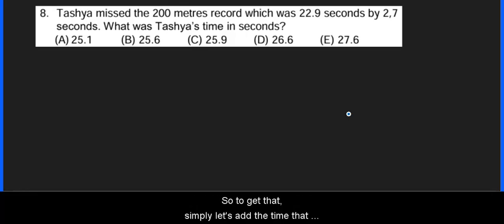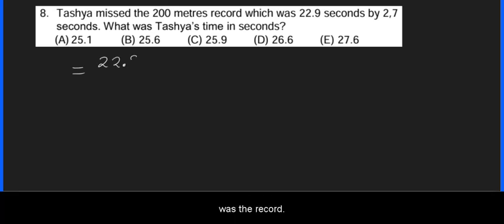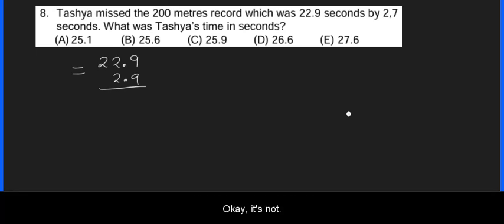So to get that, it's simply let's add the time that was the record, the previous record, to the time Tashna missed by. It is 2.7.